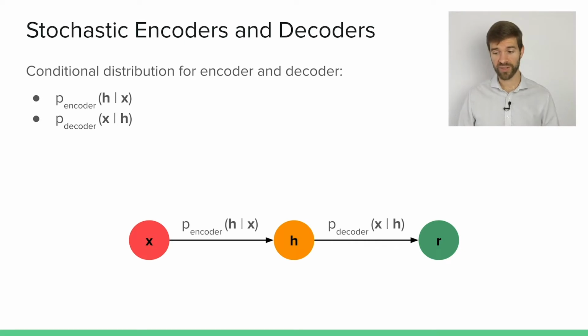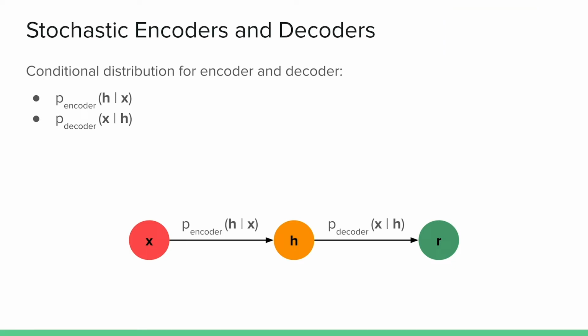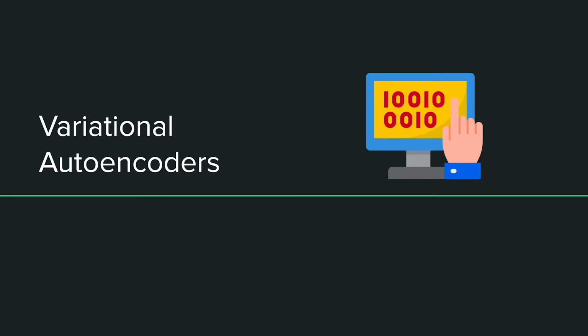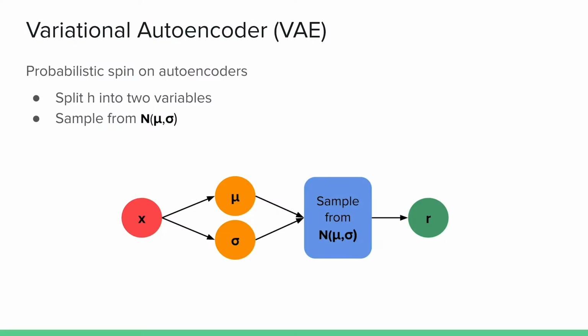In theory, we could build a stochastic encoder and decoder where we replace our function with conditional distributions. The problem is that in general this is intractable. And to solve this intractability, there is a really clever extension to autoencoders, which is called variational autoencoders. In variational autoencoders, we're giving our autoencoder a probabilistic spin.